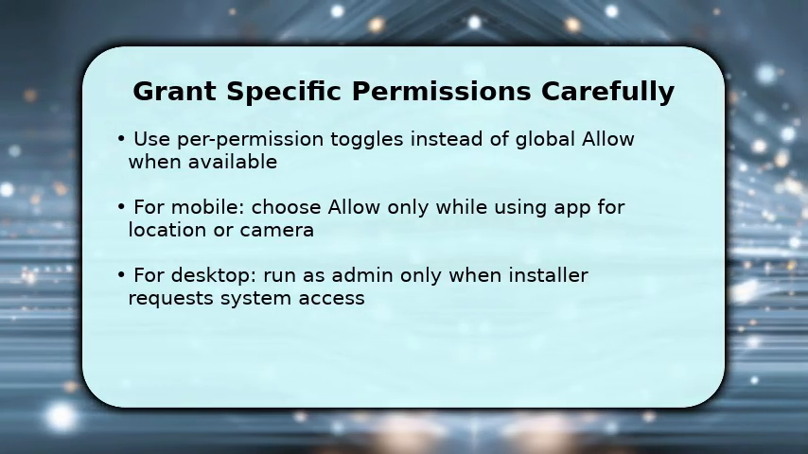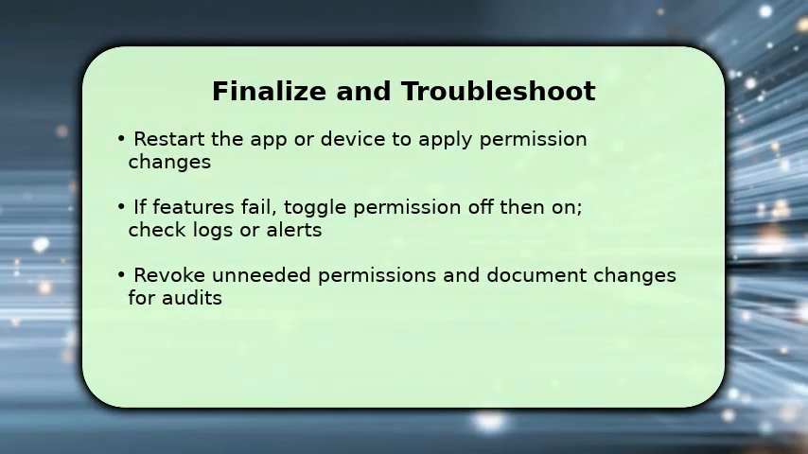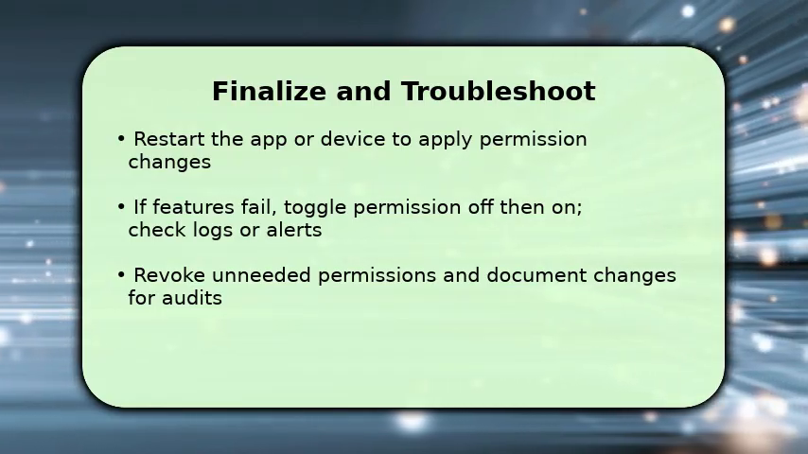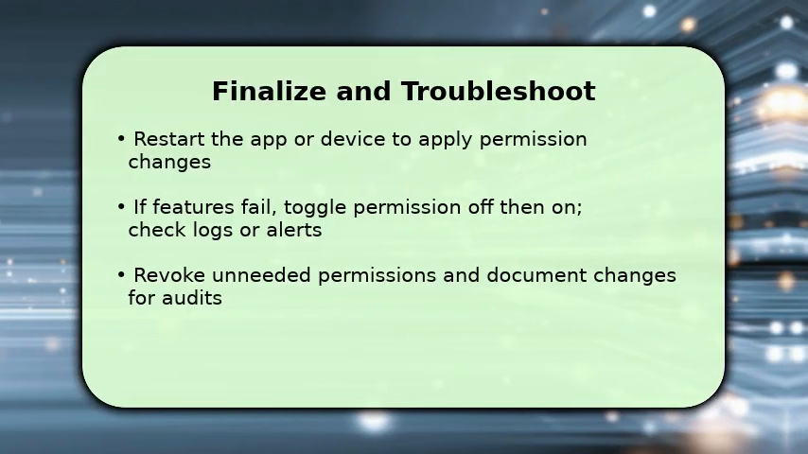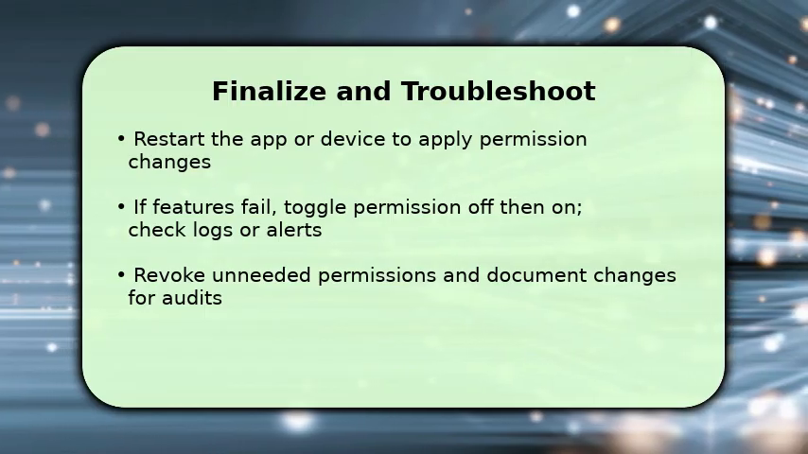You finish by restarting the app or device to ensure changes take effect. Then verify critical features work. For example, send a test notification or upload a photo. If something breaks, toggle the permission off and on and confirm app updates aren't blocking access.